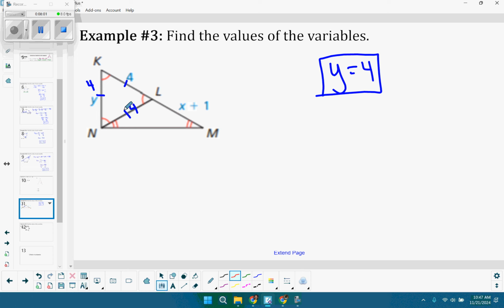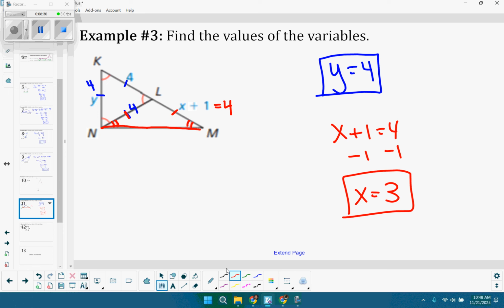The other thing I know in my picture is that these angles are also congruent. So those two angles would be on the base of NM, making these two sides the legs of my isosceles triangle, and they would be the same. Since I've marked this side as 4, this one would also be equal to 4. So we can have x plus 1 equals 4, and we get x equals 3.